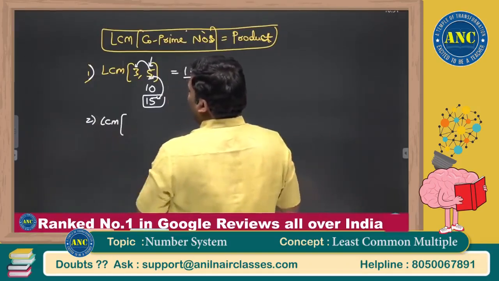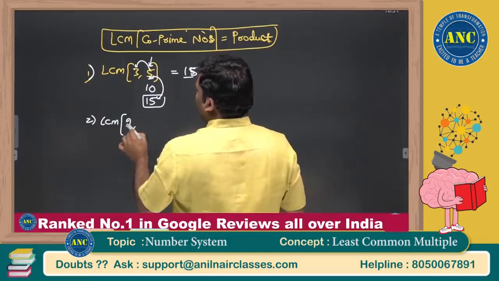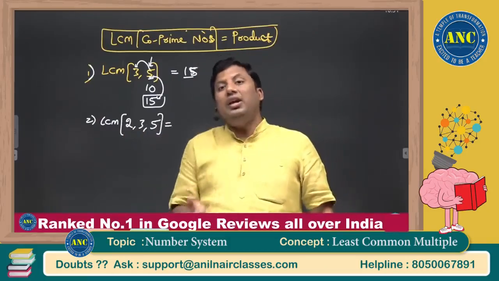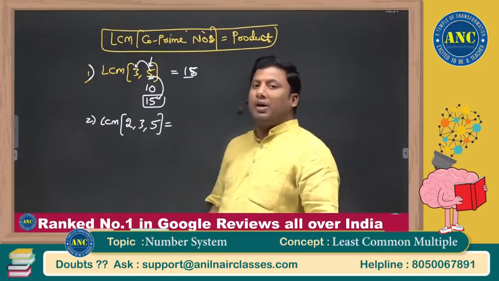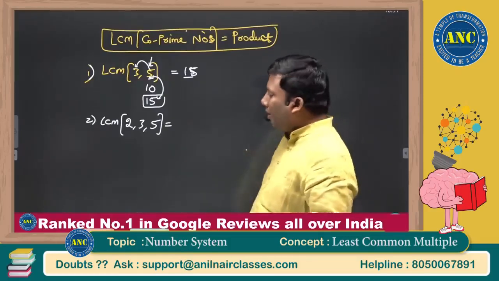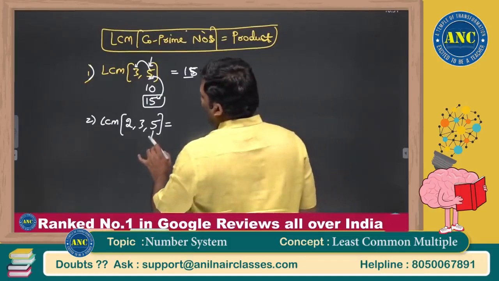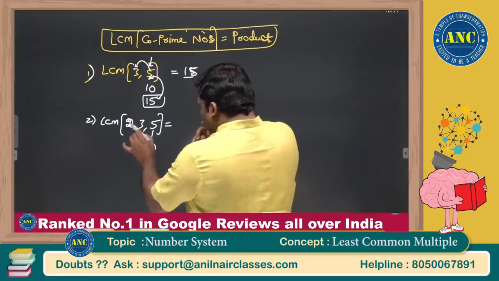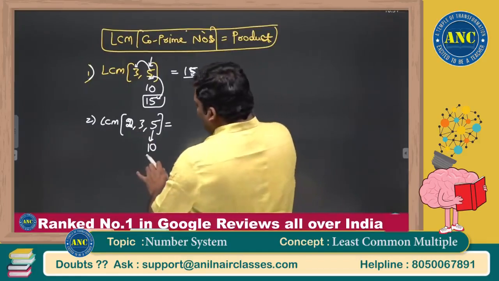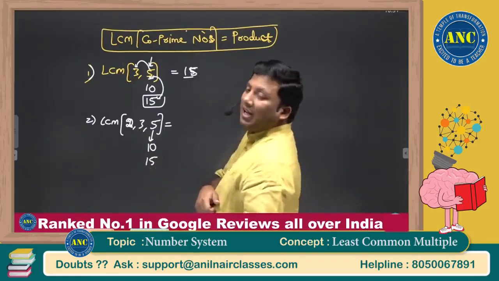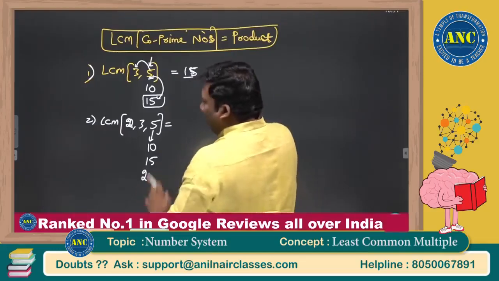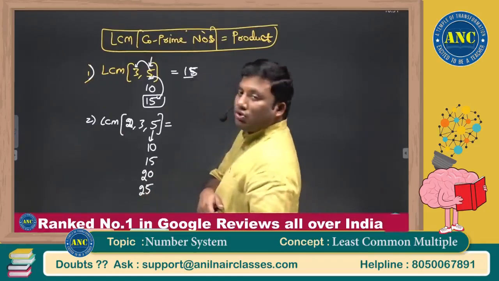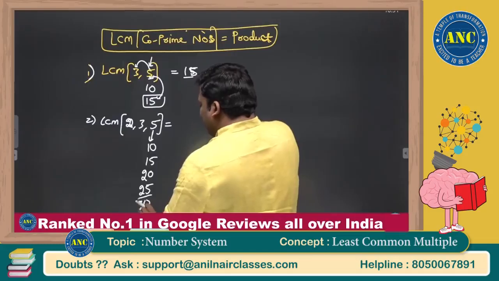Suppose, for example, the question is LCM of 2, 3 and 5. We need to understand why the LCM of co-primes should be the product. Largest number 5. 5 is not divisible by 2 and 3. Next, 5 2s are 10. 10 is divisible by 2 but not by 3. 15 is divisible by 3 but not by 2. 20 is divisible by 2 but not by 3. 25 is not divisible by 2 and 3. 30. 30 is divisible by 2 and 3.